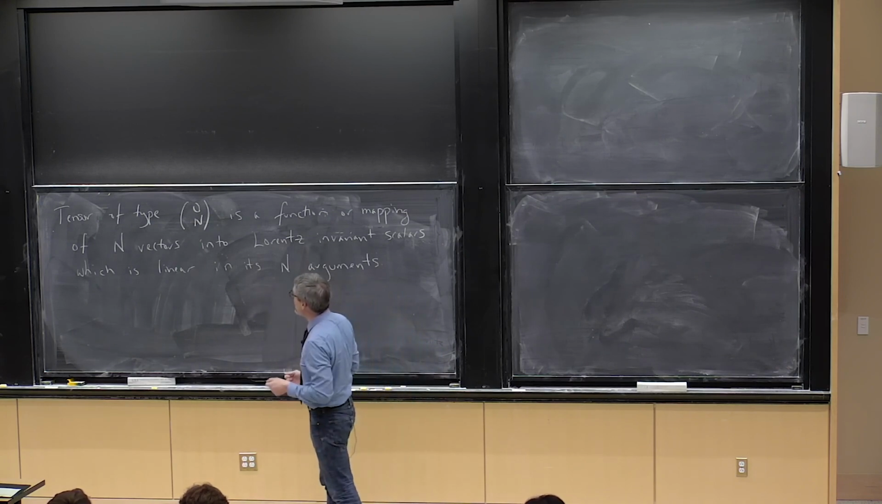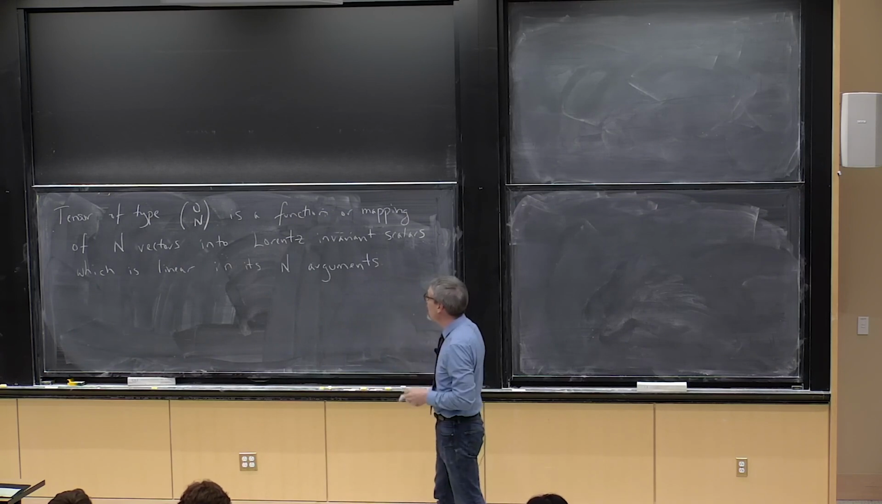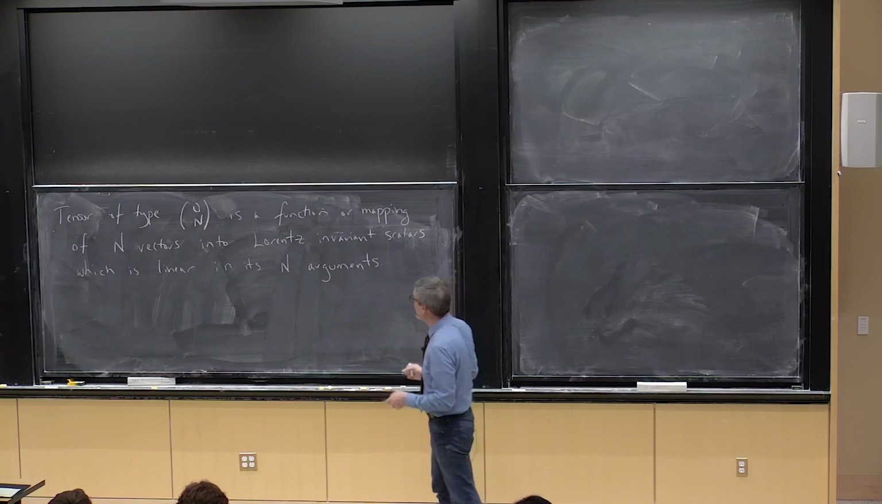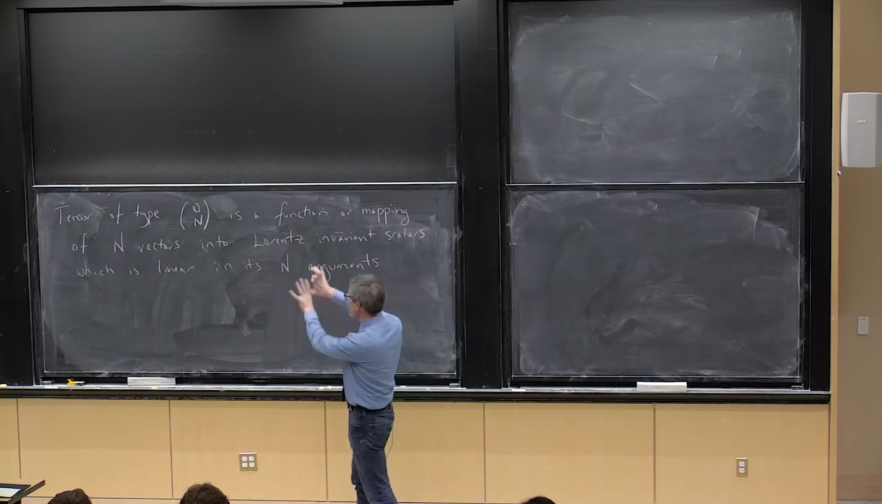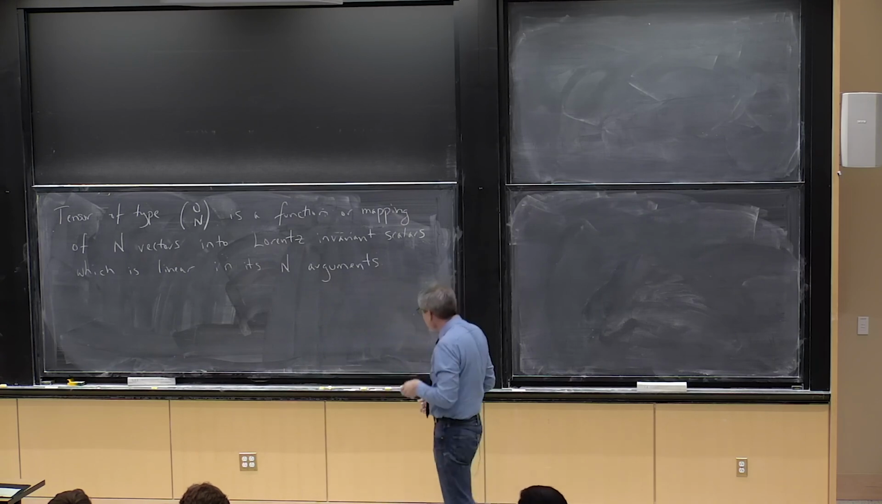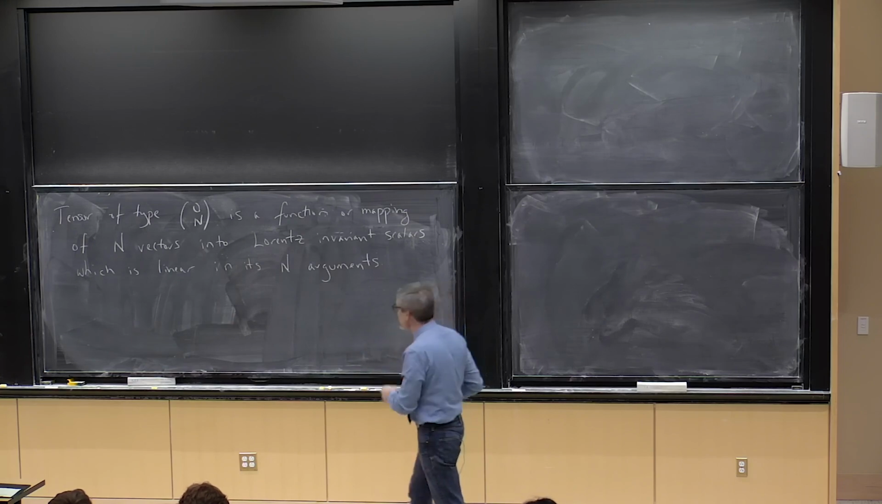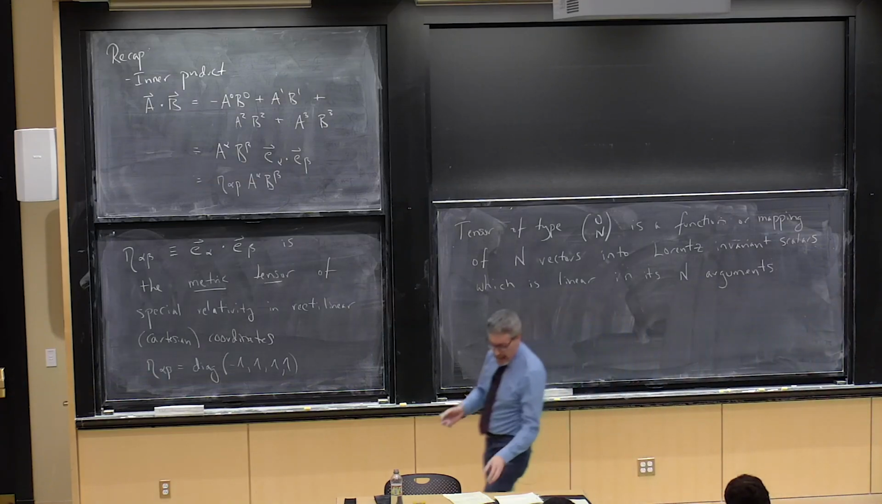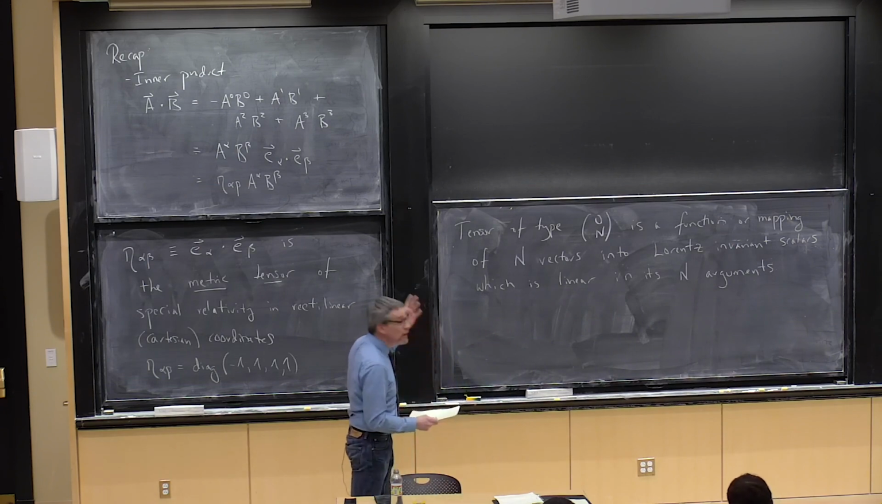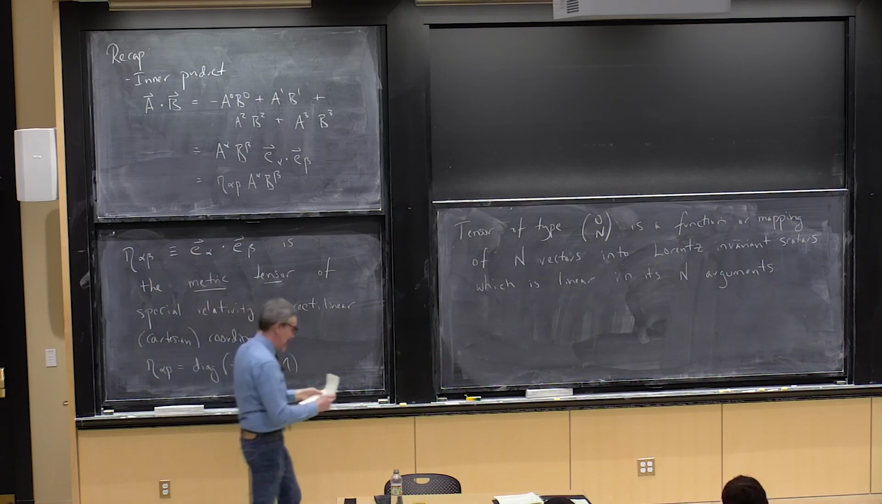So this is where we concluded things last time. I'm going to generally define a tensor of type 0n. We're going to change that 0 to something else by the end of today's lecture. You'll probably be able to see where I'm going from a mile away, but let's just leave it like this for now. So a tensor of type 0n, you can think of it as a function or a mapping of n vectors into Lorentz invariant scalars, which is linear in its n arguments. Okay? So the inner product clearly falls into this category.